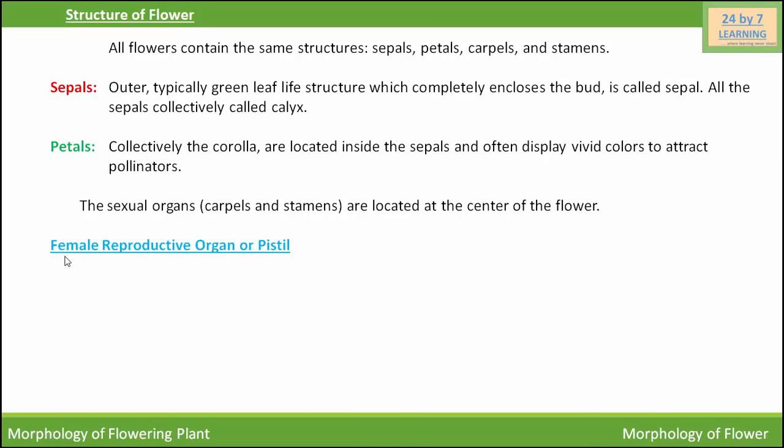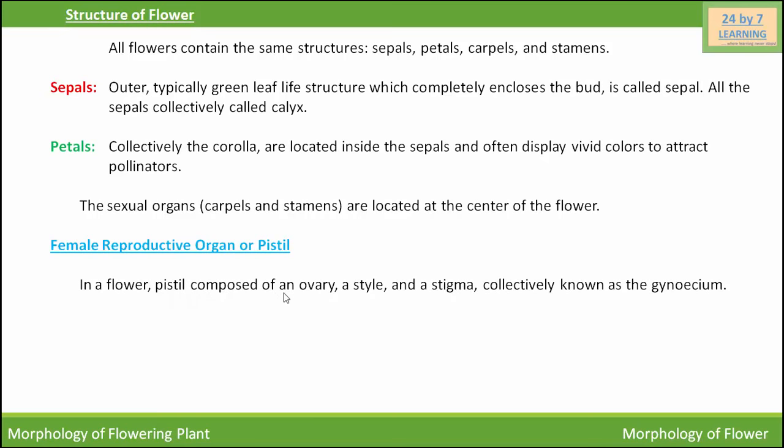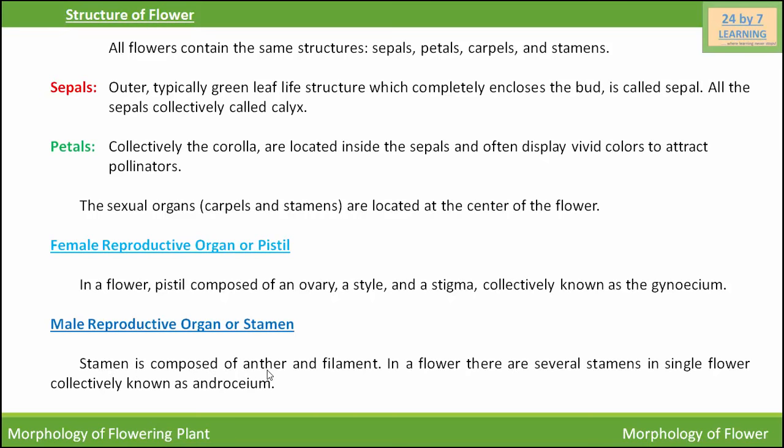First, we are going to discuss the female reproductive organ of the flower, or we can also say pistil or carpel. In a flower, pistil is composed of ovary, style and stigma. Female reproductive organ of the plant is collectively known as gynoecium. Male reproductive organ of the plant is also called stamen. Stamen is composed of anther and filament. In a flower there are several stamens in a single flower. So all the stamens are collectively called androecium.